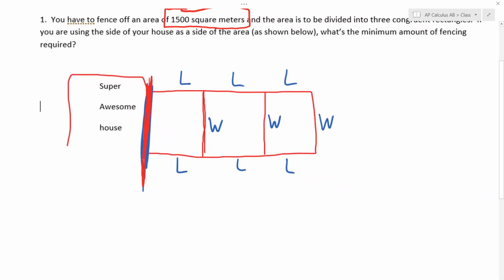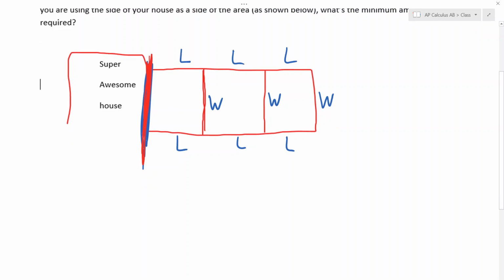Okay, so remember, the first key thing, get an equation for what you're trying to optimize. In this case, it's not area like it was before. In this case, it's the amount of fencing. So I need an equation for the amount of fence. Well, the amount of fence I have to use to build this contraption here is 6 L's and 3 W's. That's what's going to build that.